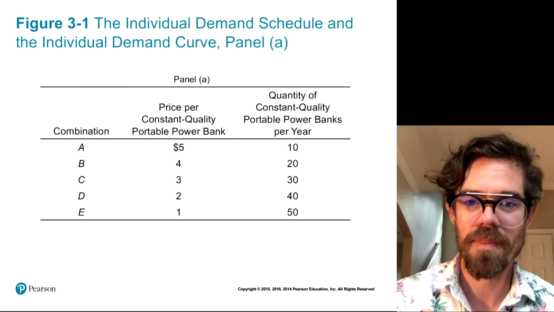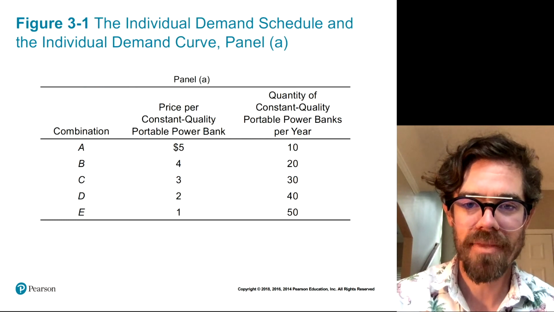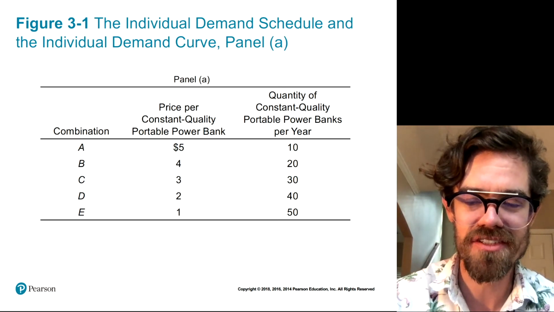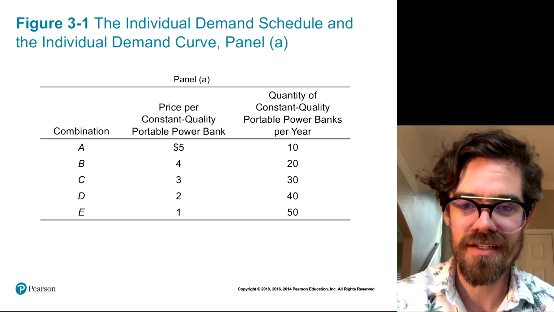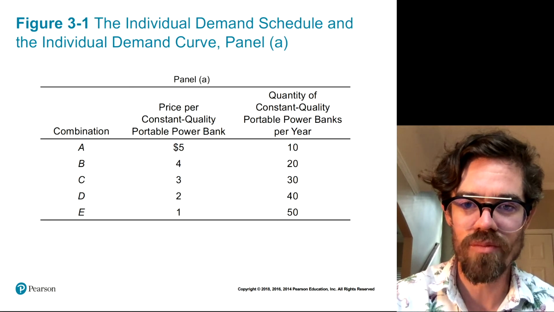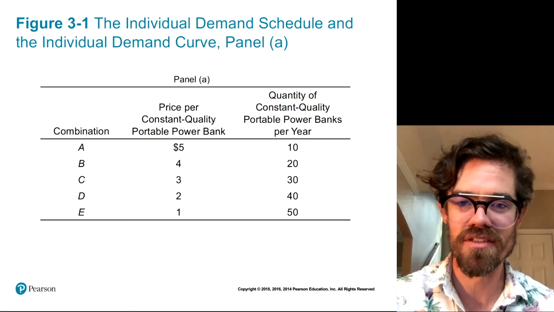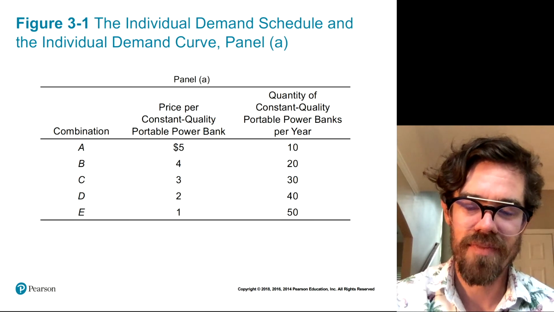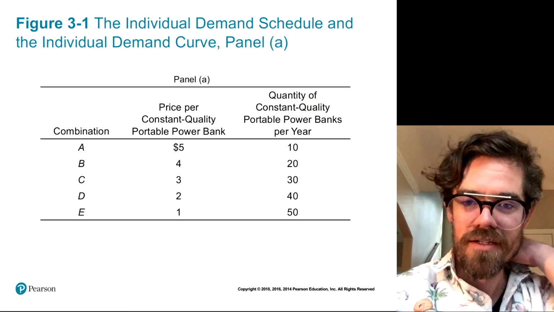Okay, so again, here's that demand schedule that we saw earlier. Okay, so all of these quantities: 10, 20, 30, 40, 50. The quantity of constant quality, that's kind of a tongue twister. How many units that all have the same quality are demanded of portable power banks? Okay, so all these portable power banks are identical in terms of quality, basically, is what we're talking about. And those are the quantities demanded at each given price. And we can see that inverse relationship, that negative relationship between price and quantity.